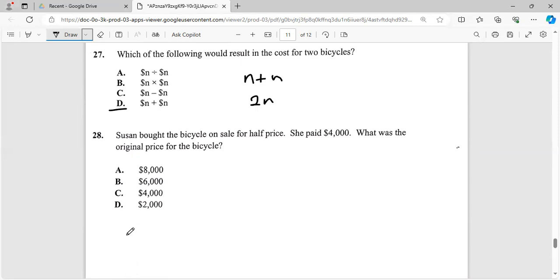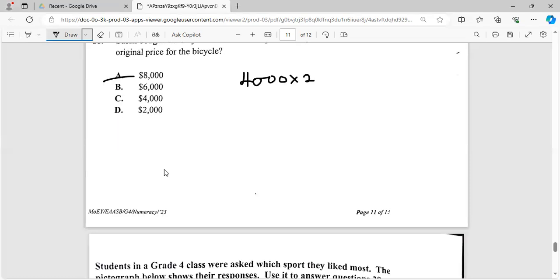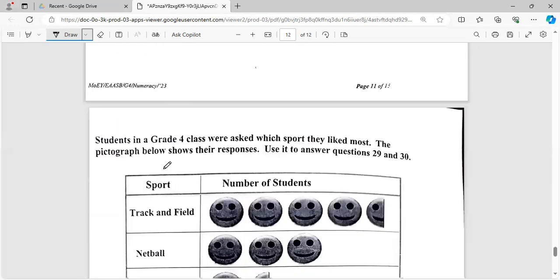Question 28. Susan bought the bicycle on sale for half price. She paid 4,000. What was the original price? If it's half price, that means they divided it by 2. So to find the real price, we want to multiply by 2. Multiplication is the opposite of division. So that would be 8,000. Let's look at this one now.